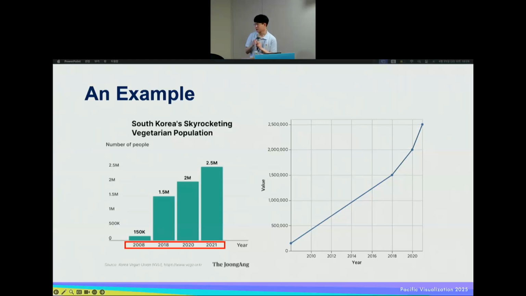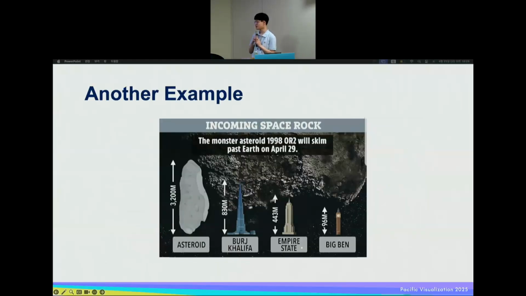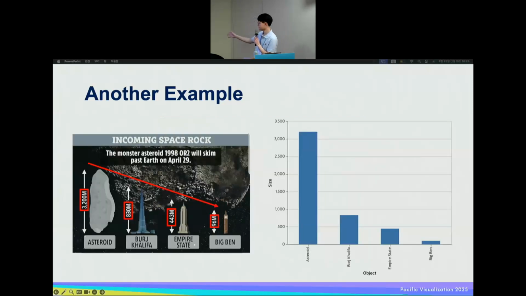Here's another example. Can you spot anything strange in this visualization? And again, I can give you some hints. Obviously the numbers and the lengths actually don't match in the visualization. And a more proper depiction would look like this on the right side.